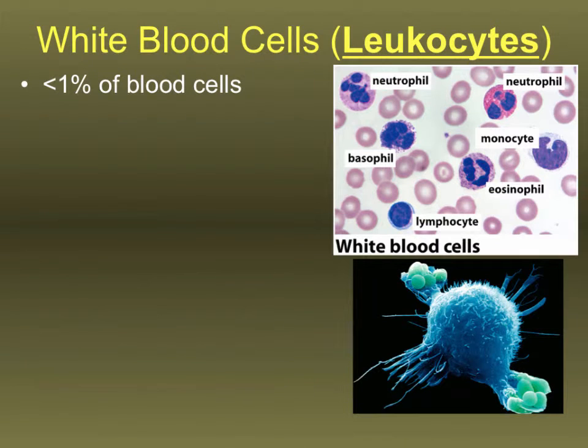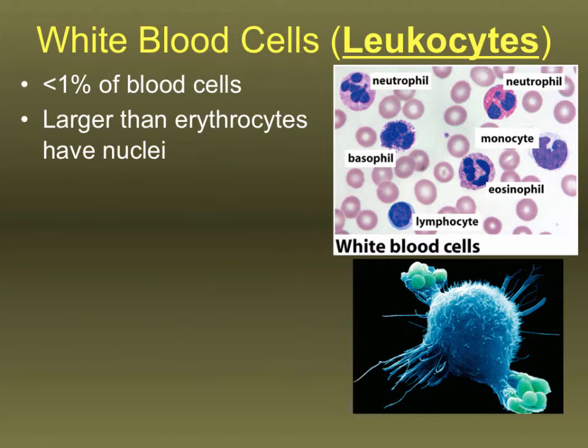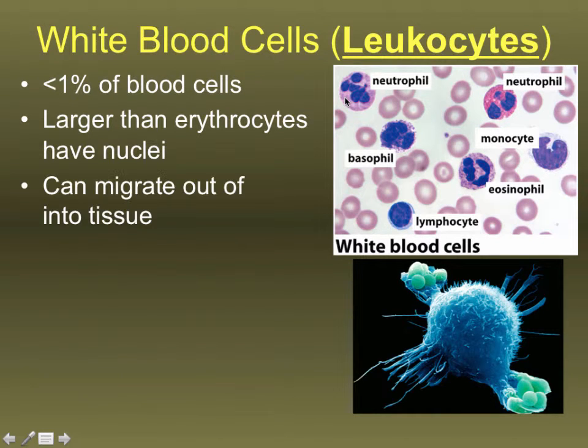White blood cells are also called leukocytes, and they are the minority of cells in the blood. Less than about 1% of your blood cells are in fact leukocytes. They are much bigger than red blood cells. We can see them in contrast here, relatively small red blood cells versus relatively big, various different kinds of leukocytes. And they have nuclei. These cells are also able to get out of the blood and migrate throughout the tissues, looking for bad guys they want to hunt down and consume.